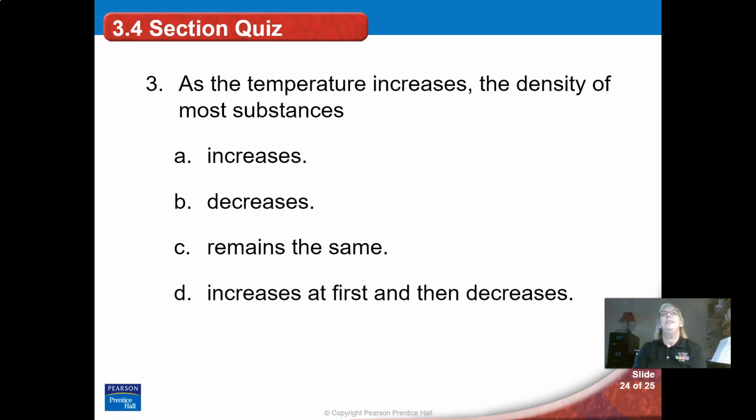Next one, last one. What happens when the temperature increases? What happens to the density? We talked about the volume changing, right? So it decreases because the volume gets bigger.